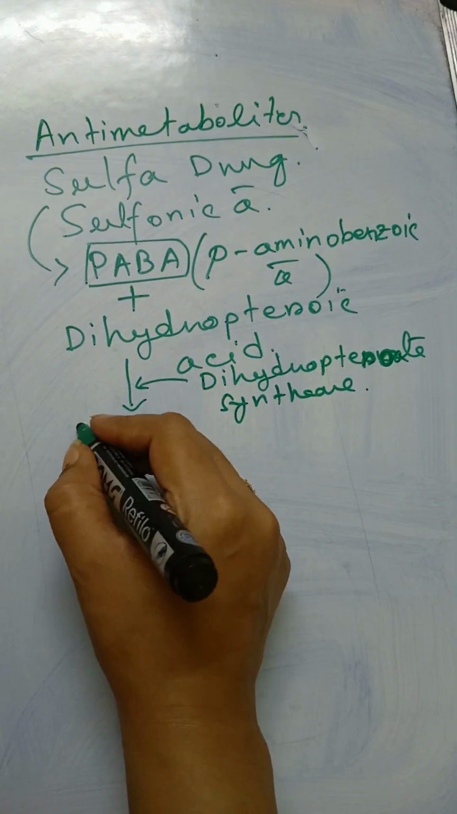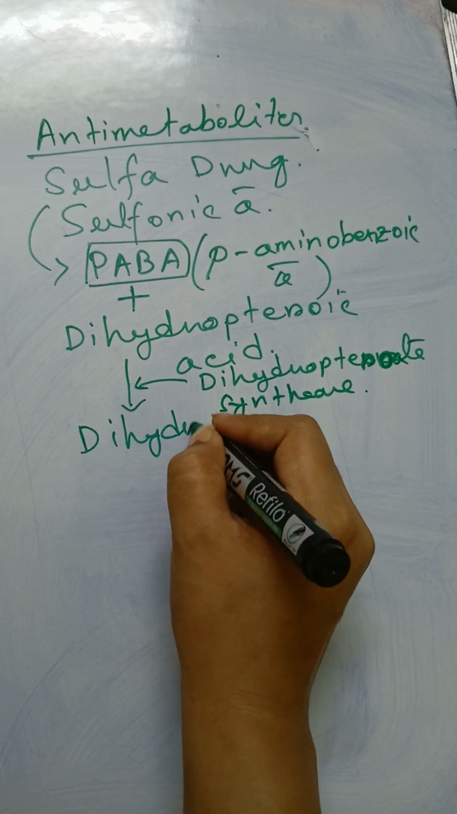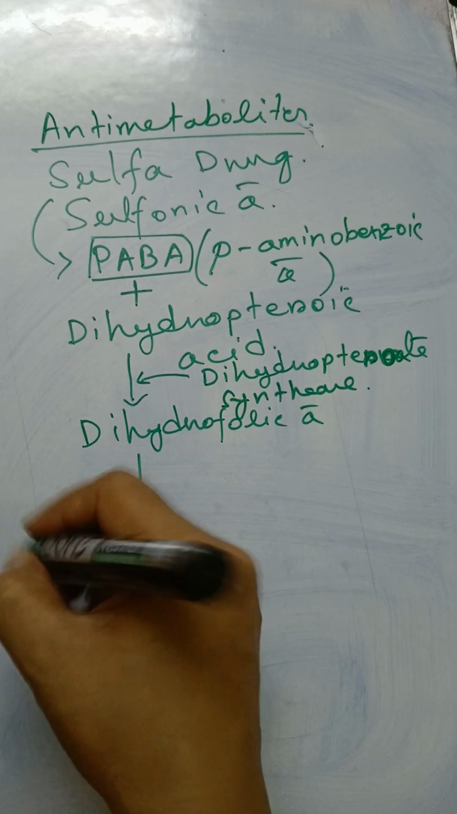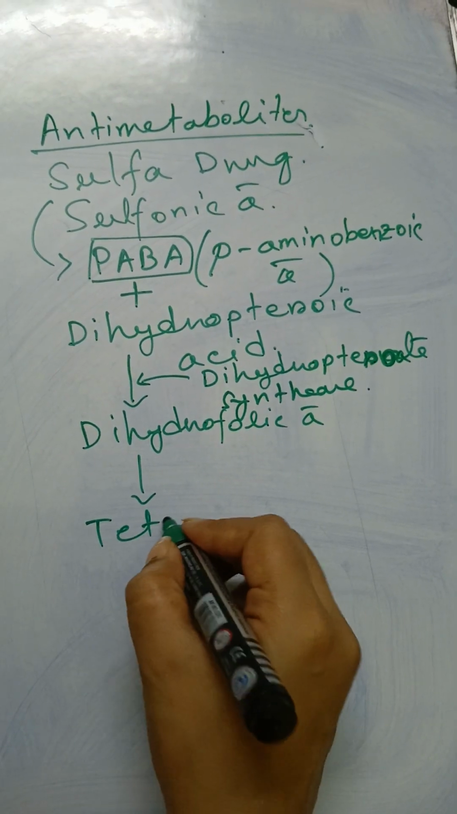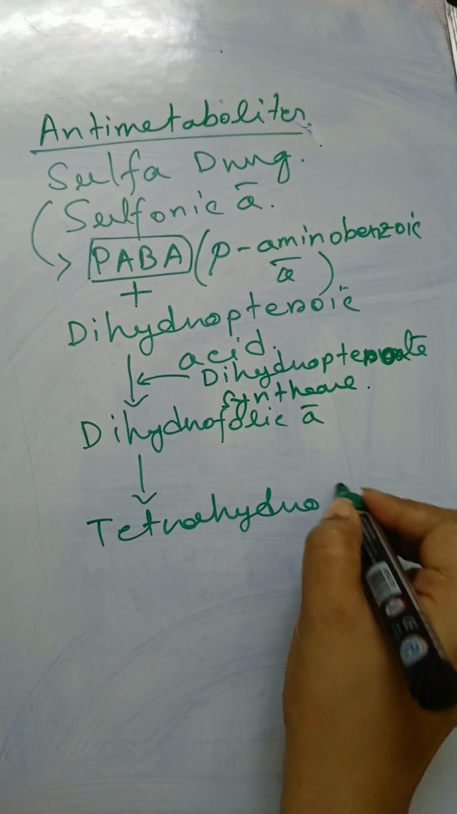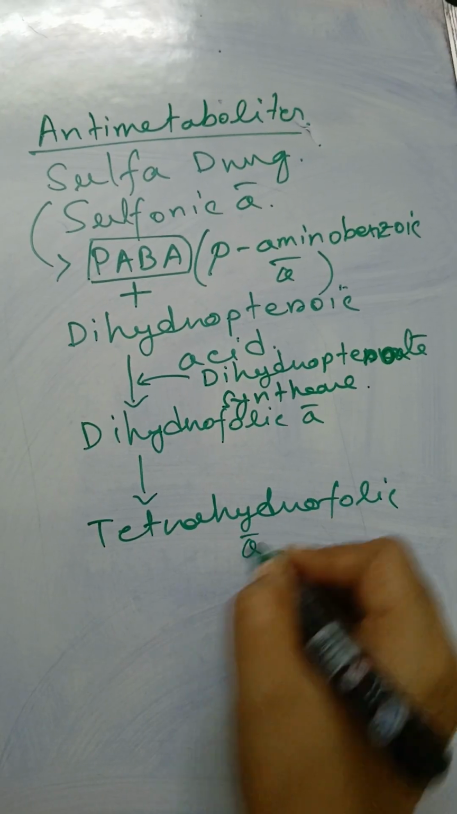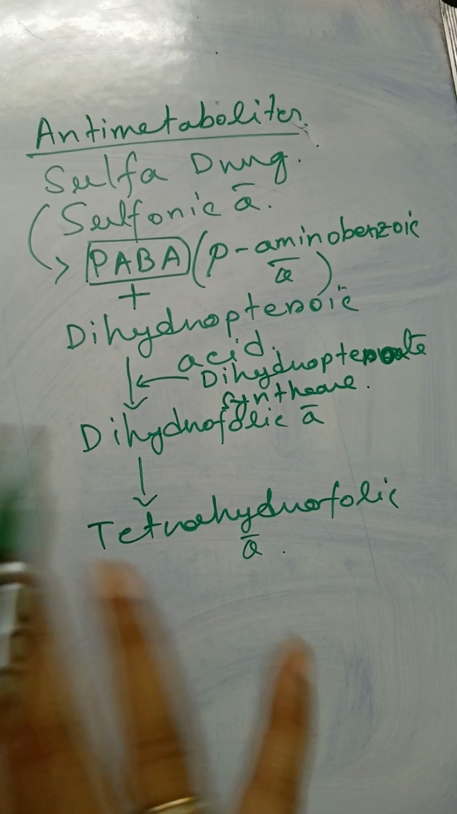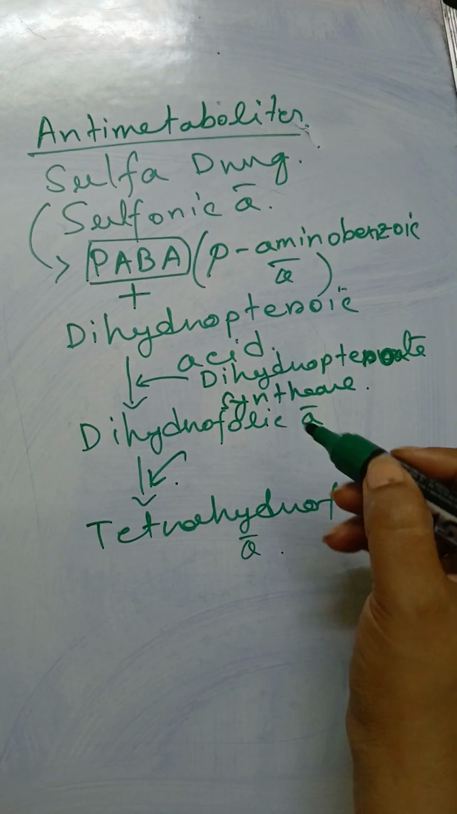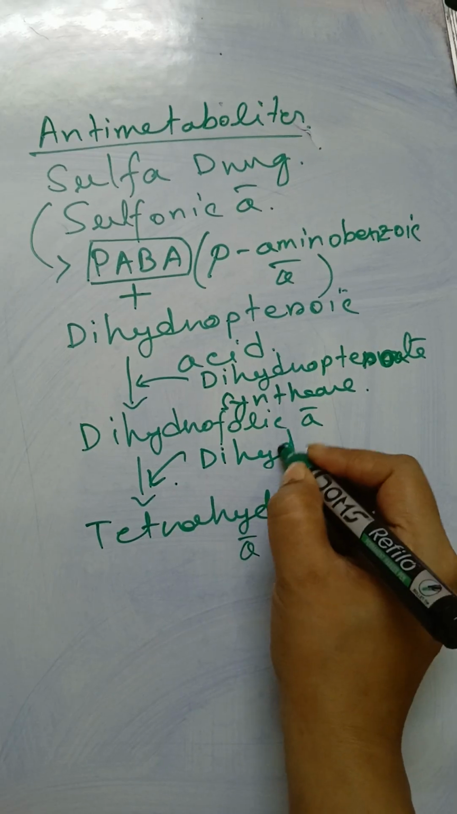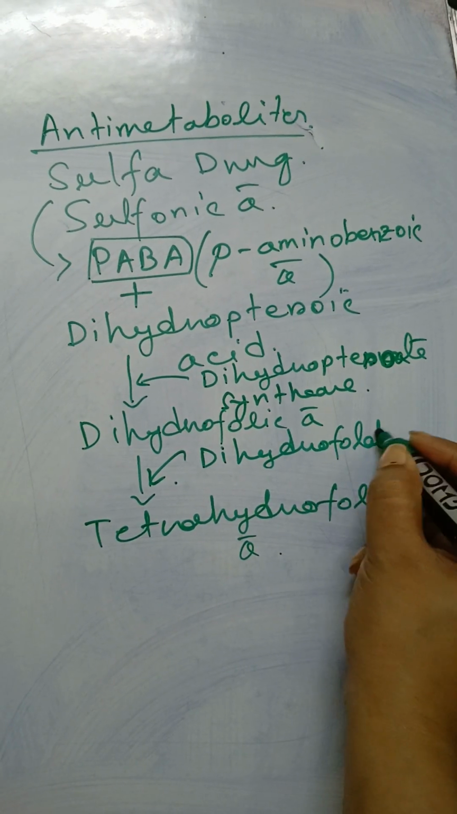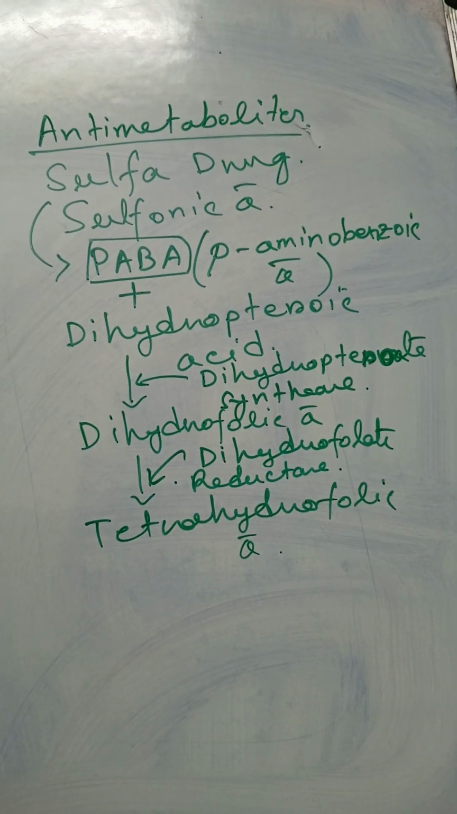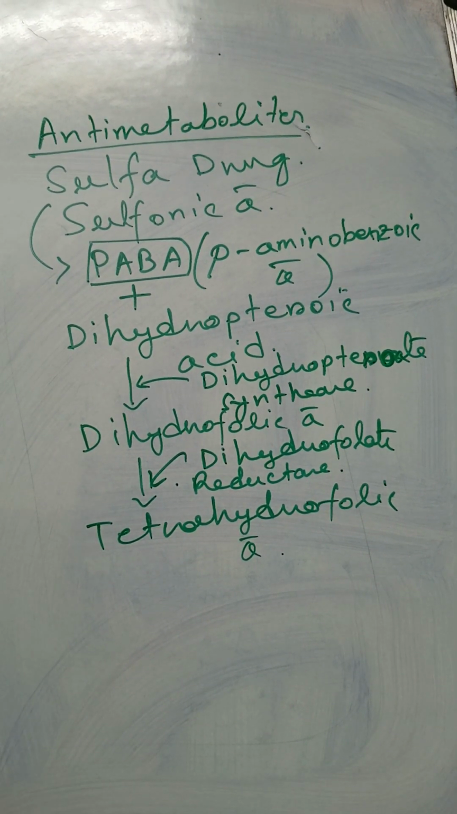Now this will generate dihydrofolic acid. From this dihydrofolic acid, it will be converted into tetrahydrofolic acid. The conversion from dihydrofolate to tetrahydrofolate is catalyzed by an enzyme known as dihydrofolate reductase. Okay. Now, what happens?